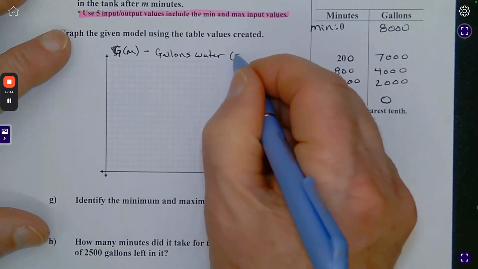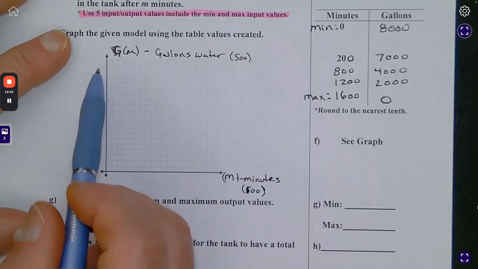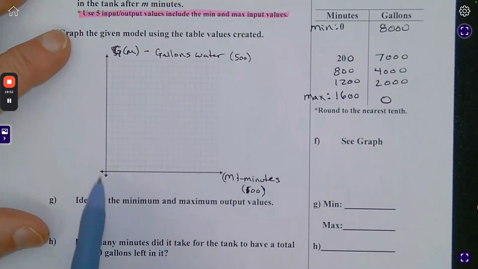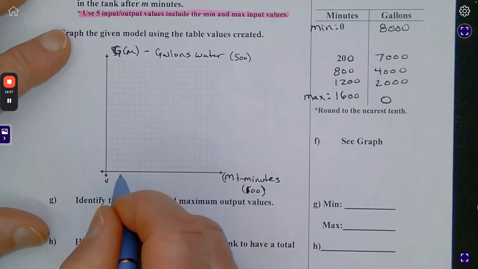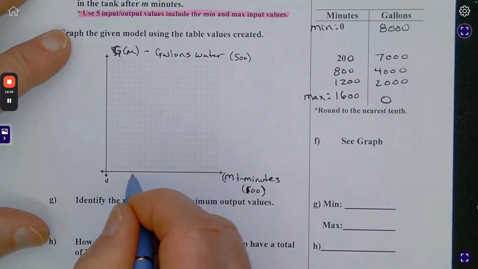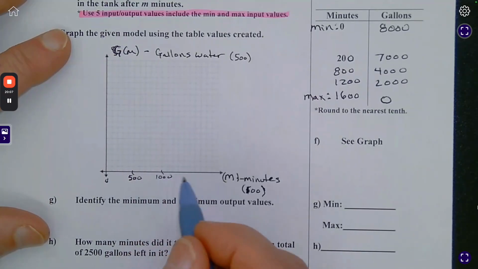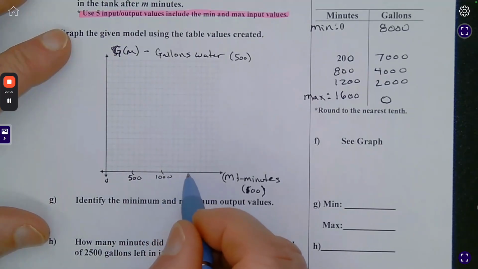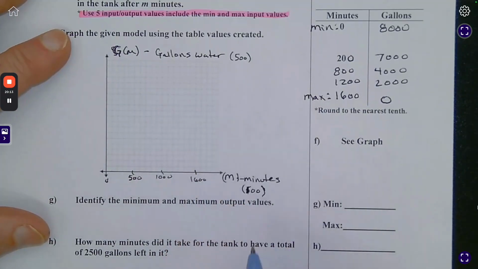Here, I'm going to do increments of 500 gallons. All right? Increments can be different on the X and Y axis, but they have to stay the same on the axis. So start at 0, 1, 2, 3, 4, 5. So that's 500 right there. 1, 2, 3, 4, 5. That's 1,000 right there. 1, 2, 3, 4, 5, 6. I'm just going to go to 16 right there.